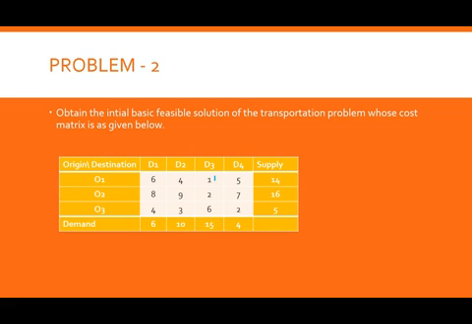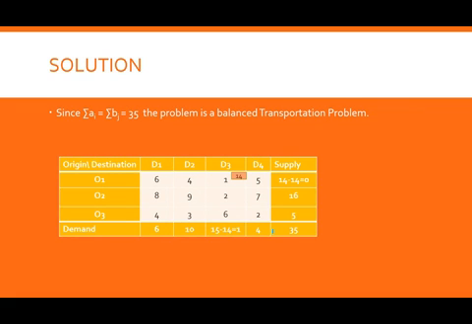Cost matrix is 6 4 1 5, 8 9 2 7, 4 3 6 2. Supplies are 14, 16, 5. Demands are 6, 10, 15, 4. 10 plus 6, 16, 16 plus 15, 31, 31 plus 4, 35. Here 16 plus 14, 30, 30 plus 5, 35. So balanced transportation problem. So out of the entire cost matrix, which is the minimum cost?